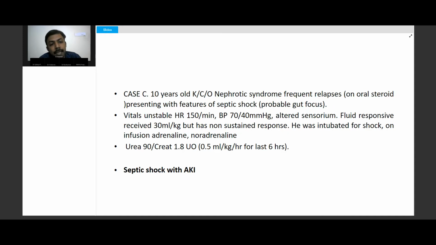The next case is a 10-year-old known case of nephrotic syndrome, a frequent relapser on oral steroid therapy, presenting with features of septic shock, probably a gut focus, with unstable vitals: tachycardia, low BP, altered sensorium. He's fluid responsive initially. He's given 30 ml per kg, but has an ill-sustained response. He's intubated for shock and on infusions of inotropes, adrenaline and noradrenaline, at moderate doses. And there is an AKI in a pre-existing kidney disease patient. Urea is elevated, creatinine is high, and there is low urine output for the last 6 hours. So this is a scenario of septic shock with AKI. So now what to do?